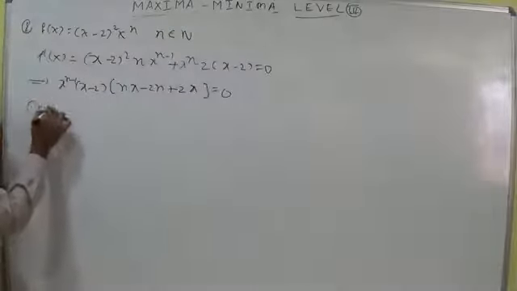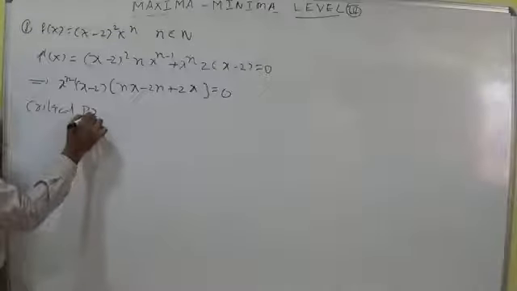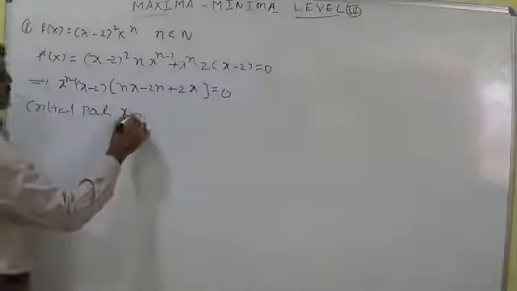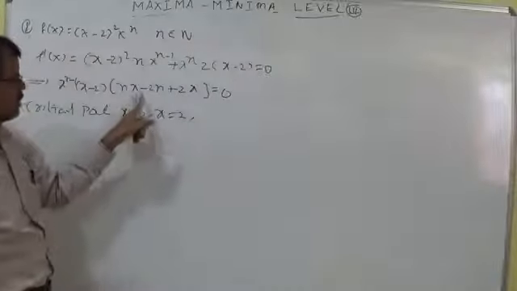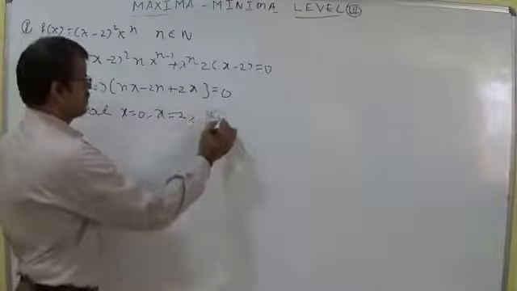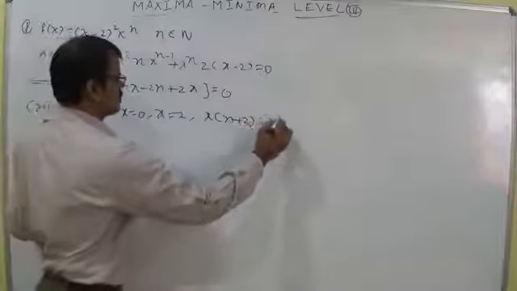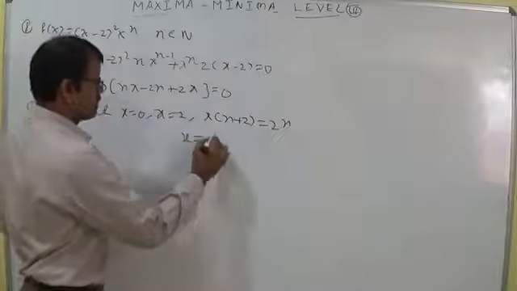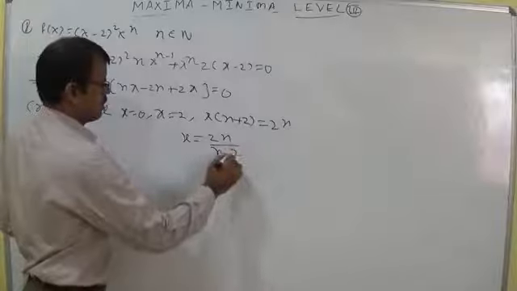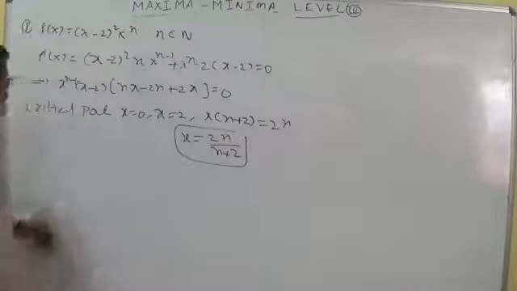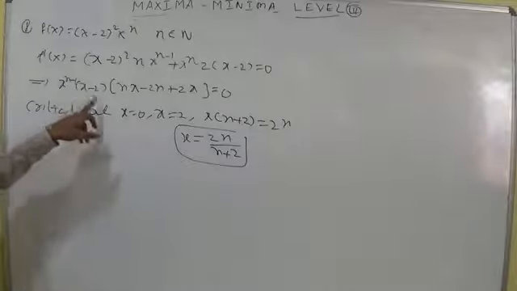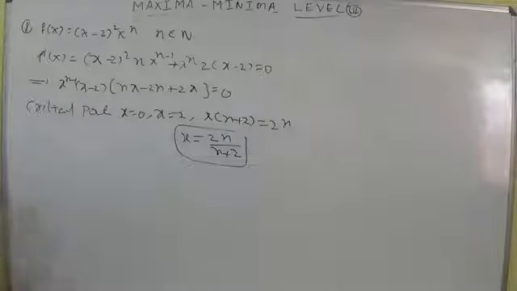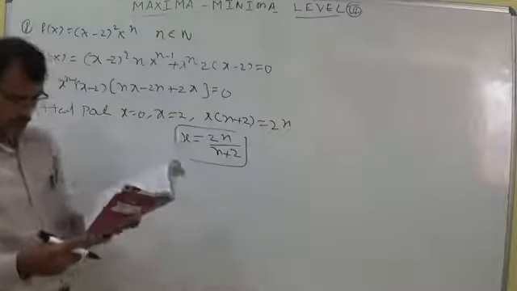Critical points, I am writing here. Critical points: x equal to 0 and x equal to 2. Taking x common, x into n plus 2 is equal to 2n. Then you can write here x is equal to 2n by n plus 2. This is a value. Now if we discuss about the second derivative, uv w dash, he is asking for the point of maxima or minima.